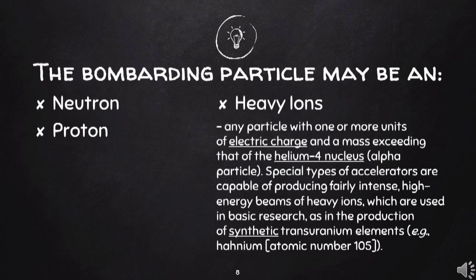Special types of accelerators are capable of producing fairly intense, high-energy beams of heavy ions, which are used in basic research, as in the production of synthetic transuranium elements. Example given: atomic number of 105.